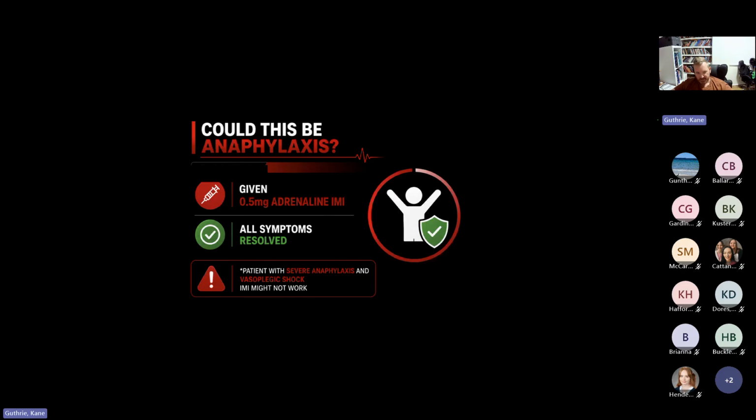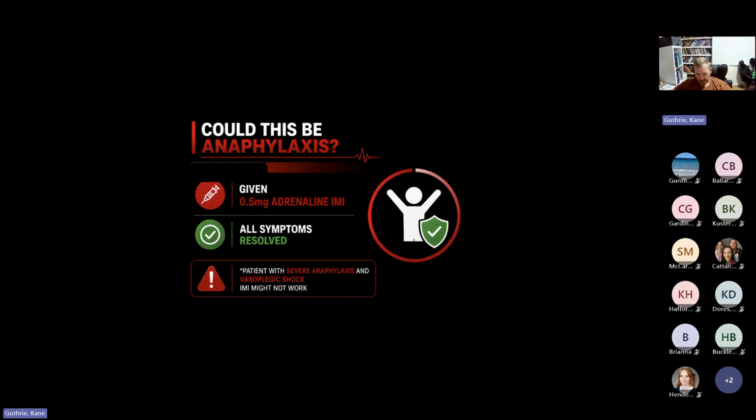Okay, and so we gave him 0.5 of adrenaline, IM, and all these symptoms resolved. Blood pressure improved, everything improved in that. And so he got better quite quickly. And so it was an allergic reaction actually to the amyl nitrate that stimulated a big histamine release that's caused it.